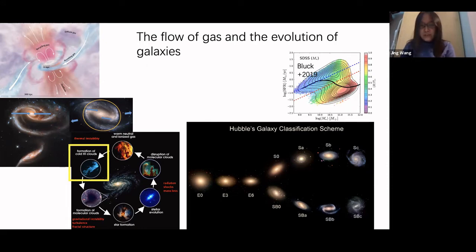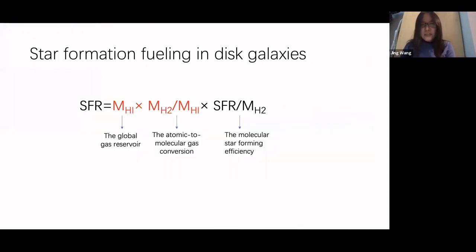Motivated by the traditional observations of the cold neutral gas, H1 and molecular, we can mathematically express the process I just described in this way. The star formation rate can be expressed as an equation that starts from the global gas reservoir, multiplied by the conversion efficiency to form the molecular gas, and then multiplied by the efficiency to form the stars out of the molecular gas. Observations in the past decades have done an extensive job to quantify each of these steps.